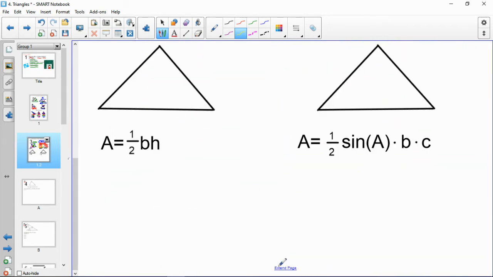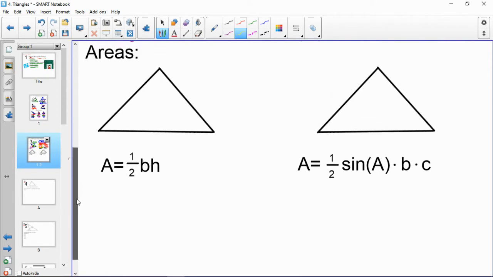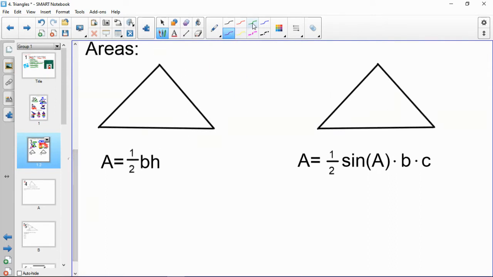There are two area formulas that you should know. One you learned from middle school, one you're going to learn right now. The one from middle school is area equals 1/2 BH, where the B stands for the base and the H stands for the height of the shape.